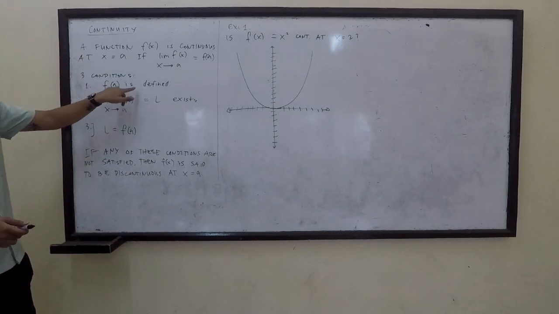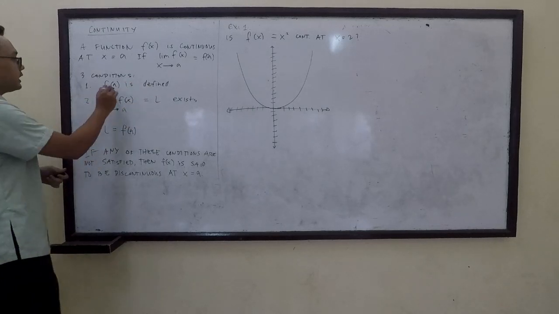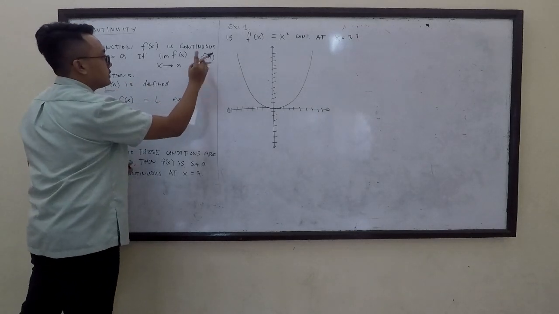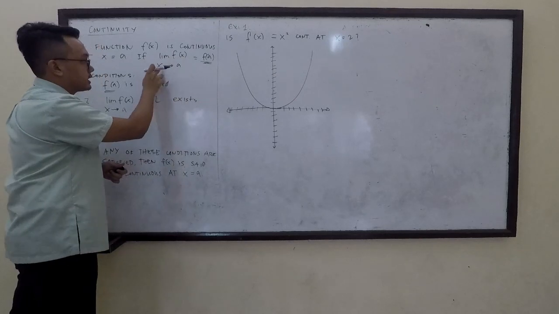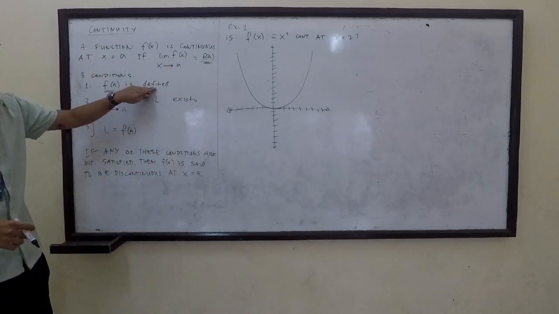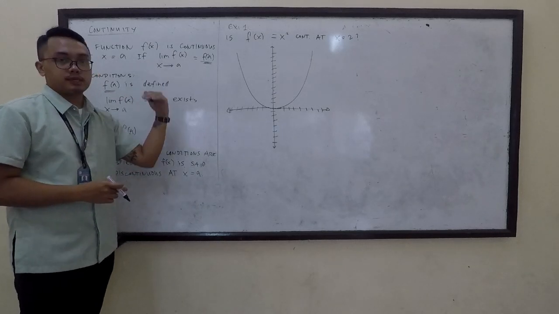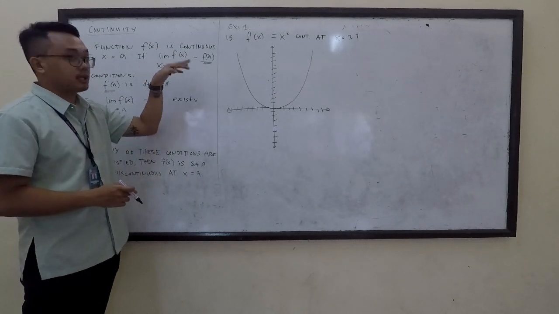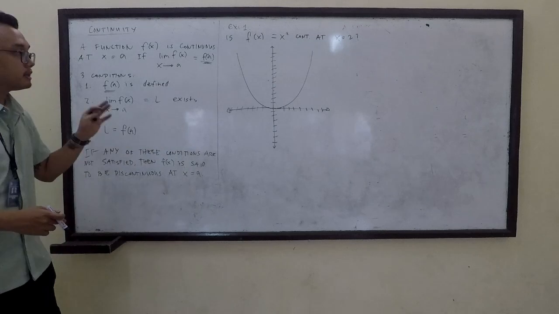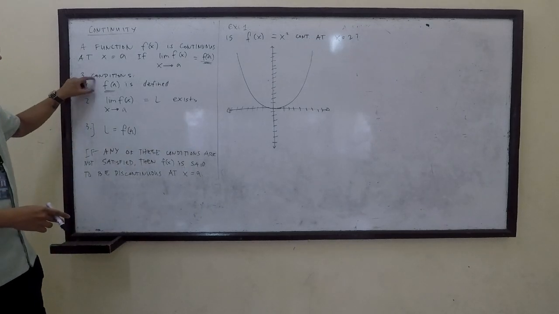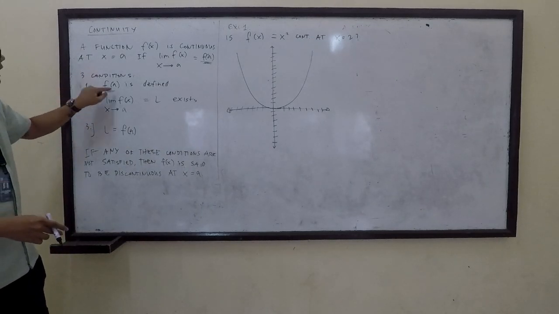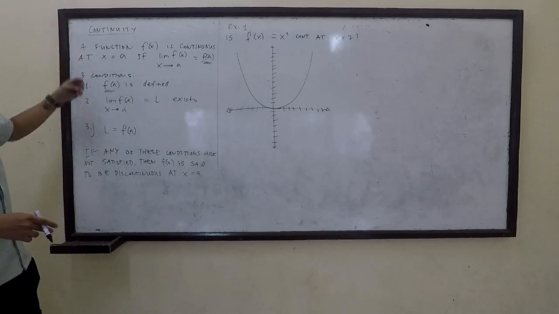First, f of a is defined. So f of a here is the limit of f of x as x equals a. Therefore, f of a is defined. It should be a real number, not 0 over 0, infinity over infinity, or infinity. As long as f of a is defined, it is called continuity.